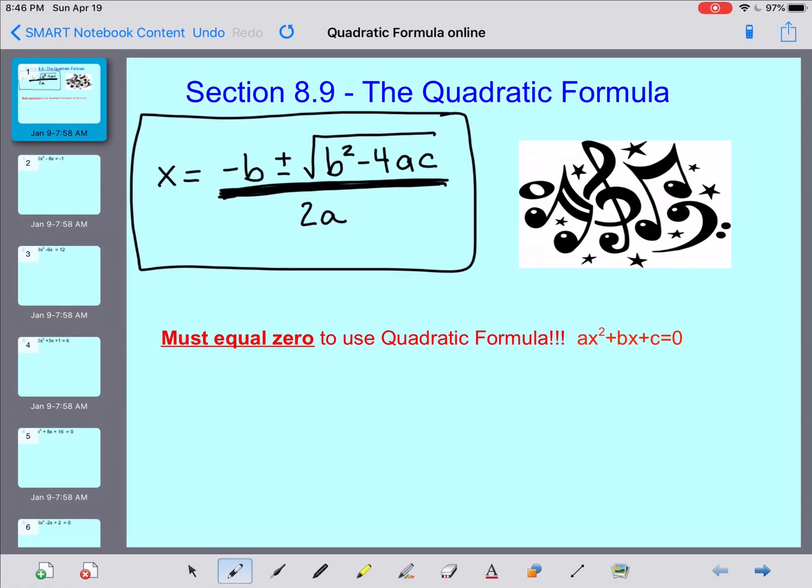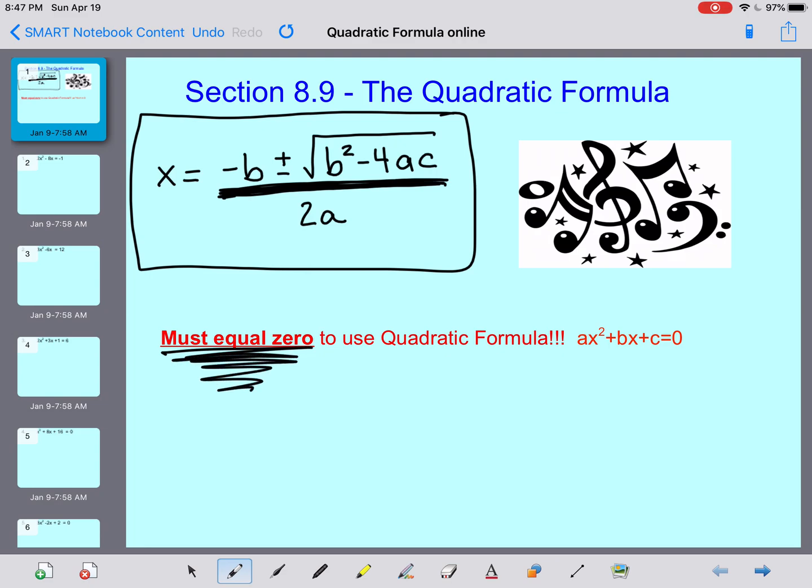So if she can do it, so can you. All right, so make sure you know this formula. In red here, an important thing to know, the equation must equal 0 to use the quadratic formula. It must equal 0. This is the same rule that we had when we did the factoring method. In order to do factoring method, it had to equal 0.